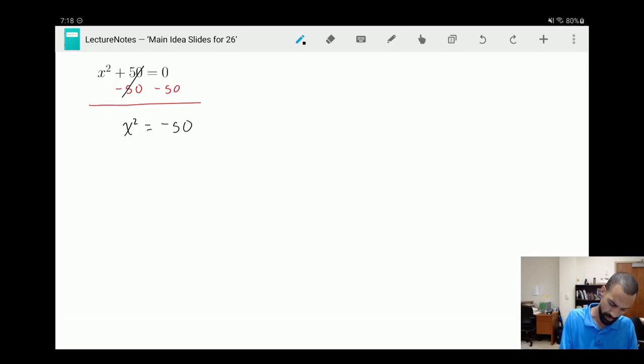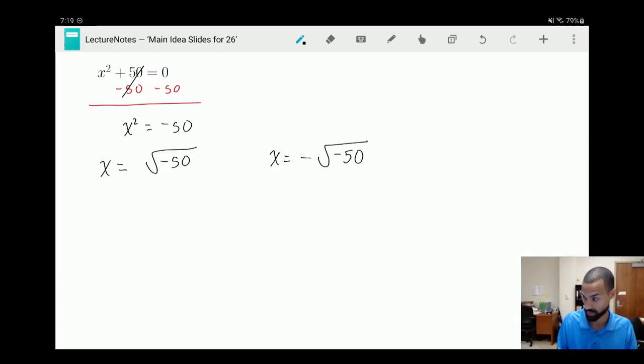The square root property says x equals the square root of negative 50, and x equals negative the square root of negative 50. The problem here is that unless we invent a new type of number, we cannot have a square root of a negative. We can't have the square root of negative 50. So that's where we're going to come up with something new.